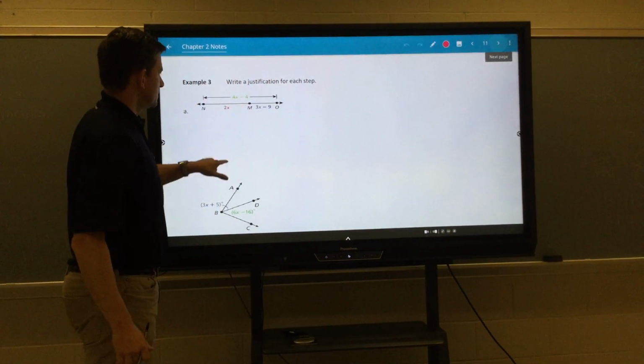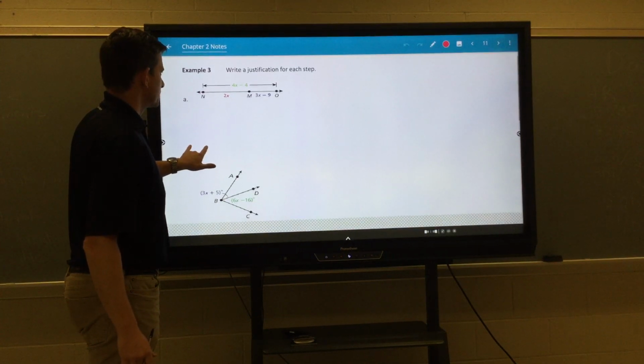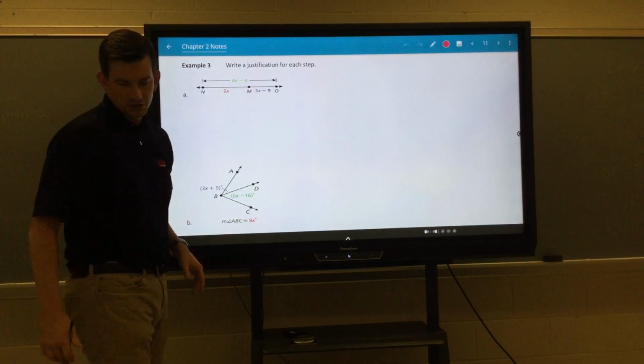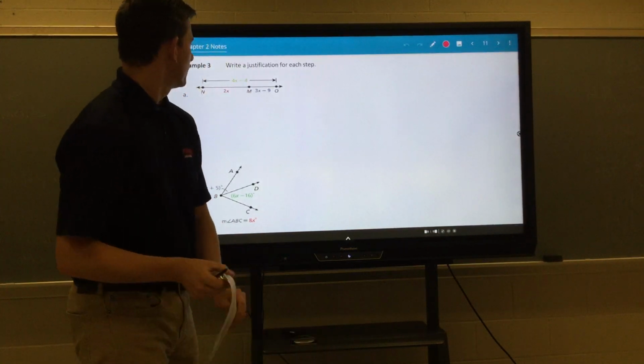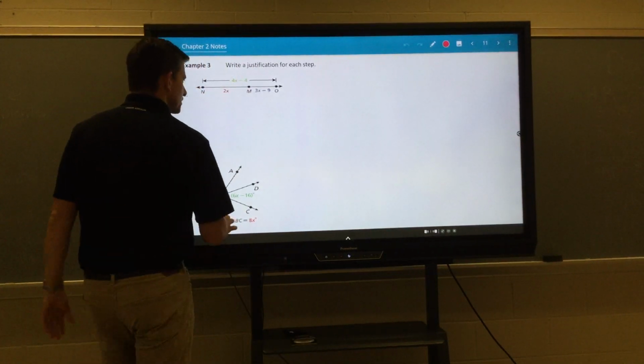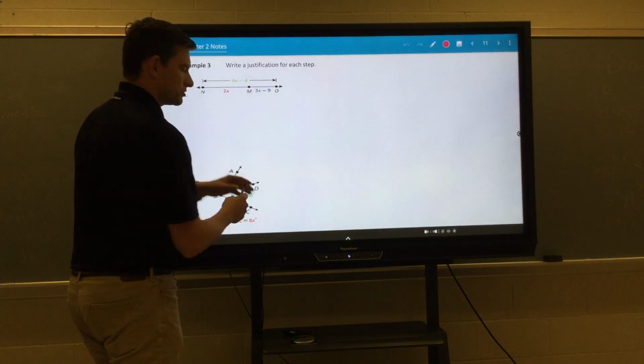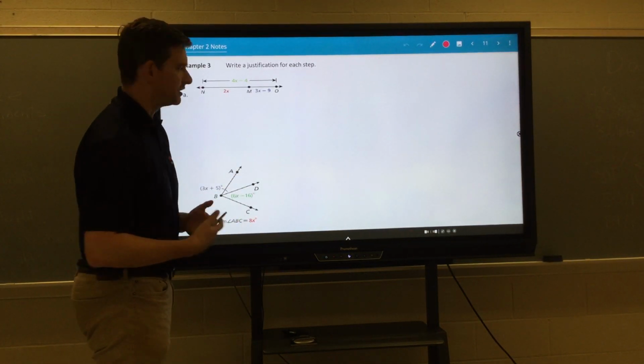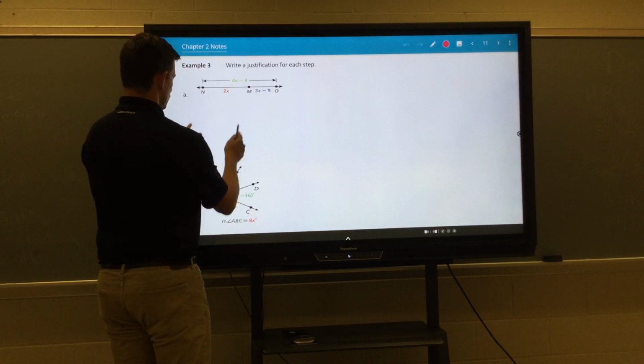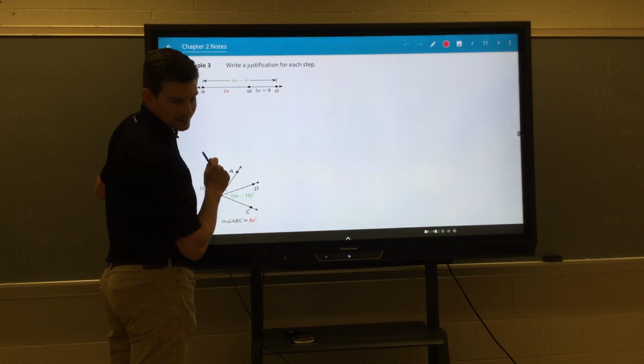So, taking this into talking about segments here, example 3, write a justification for each of these steps. Well, just like before, let's start with given information. This picture provides us with a lot of given information. So let's kind of identify what that is.